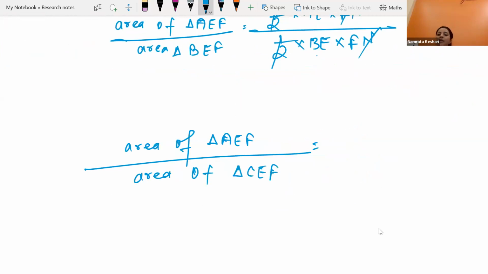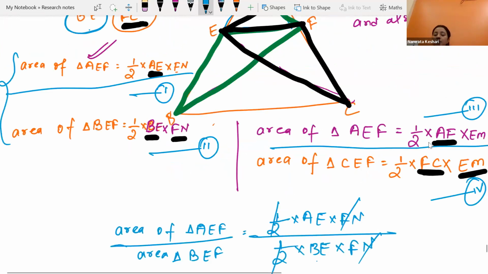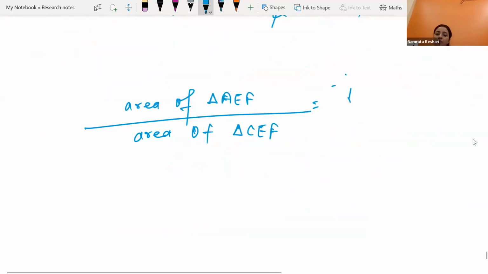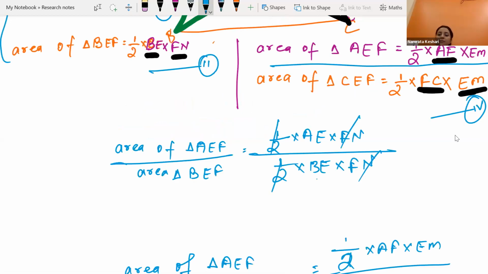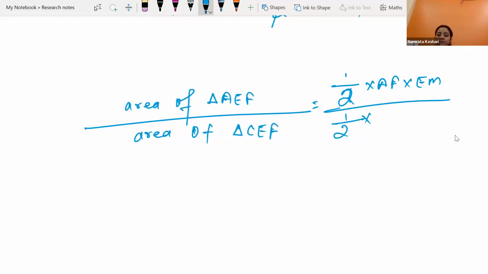ये रेशियो हमें क्या मिल रहा है? तो ये रेशियो 1/2 इंटू AF इंटू EM. Let me write it. 1/2 into AF into EM over 1/2 into FC into EM. EM gone, 1/2 gone, and we are getting AF by FC, right?